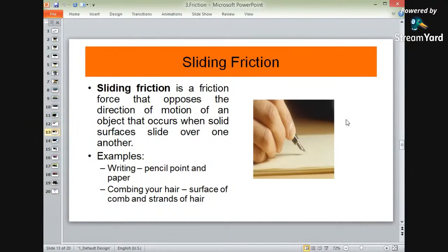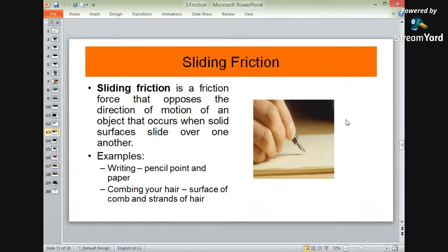We'll see what sliding friction is. Sliding friction is a friction force that opposes the direction of motion of an object, and it occurs when solid surfaces slide over one another. An example of this is a writing pen, that is, the pencil point and paper. Another example is combing your hair, the surface of the comb and the strands of hair.